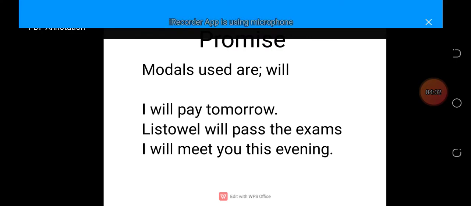Modals used in expressing promise. This is where you want to pledge, vow, assure someone that you are certainly going to do this. One modal which we normally use is will. So, I will pay tomorrow. Listowa will pass the exams. I will meet you this evening. It's a promise. I'm going to meet you this evening.